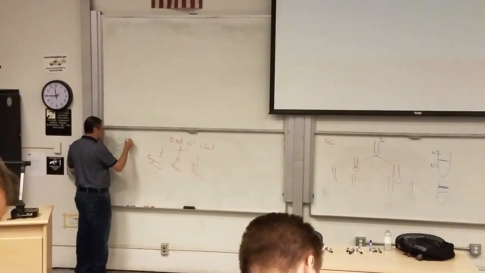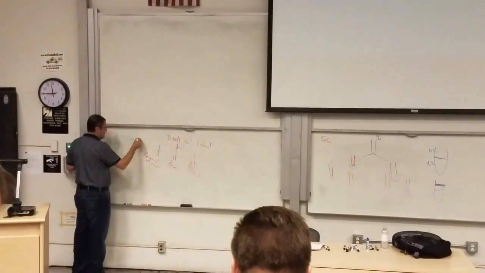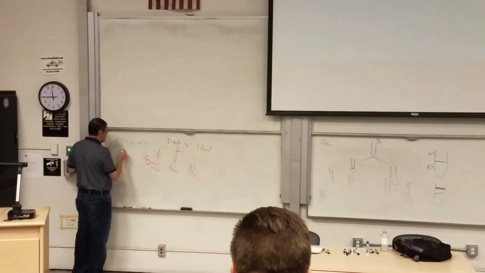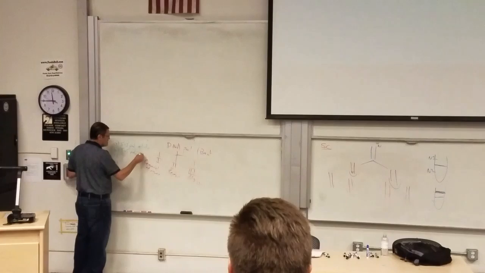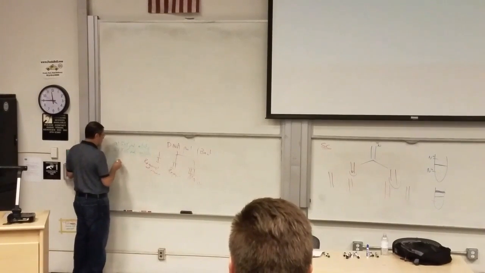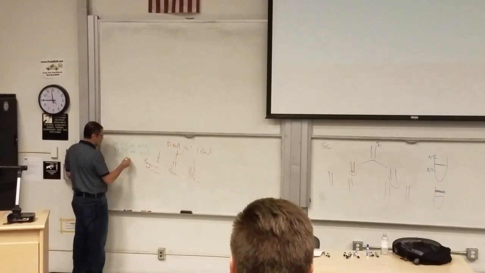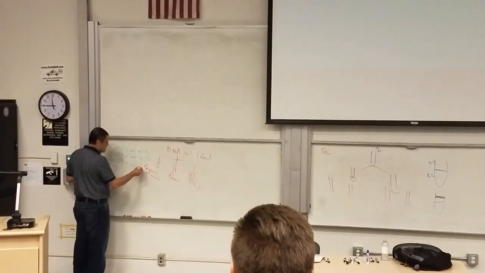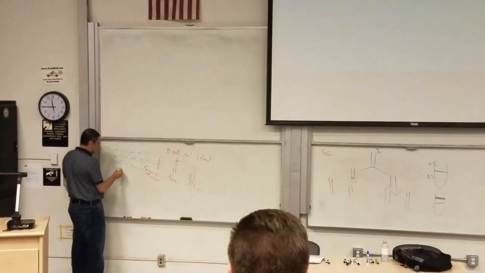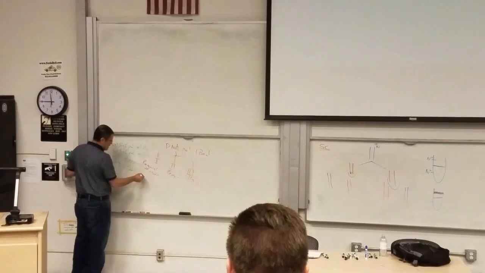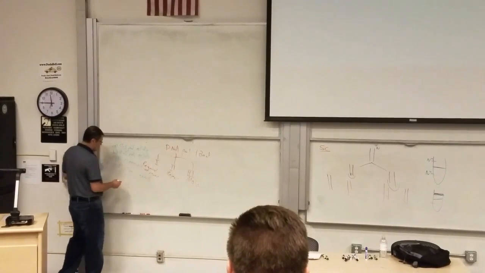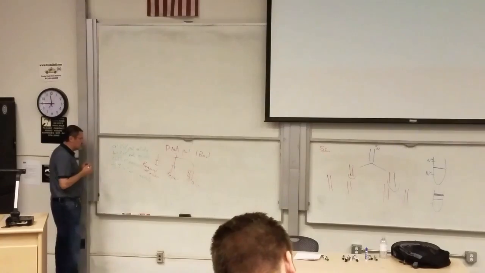5 to 3 polymerase activity. 3 to 5 polymerase activity. 5 to 3 exonuclease activity. And 3 to 5 exonuclease activity. So here are the key, right?